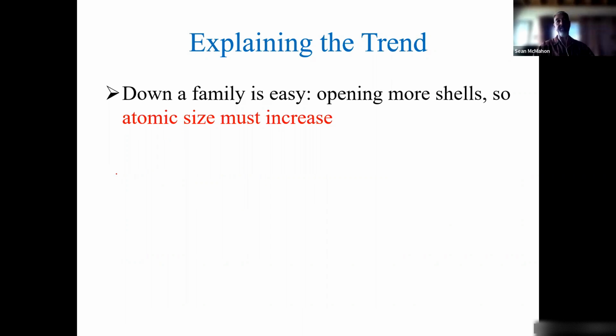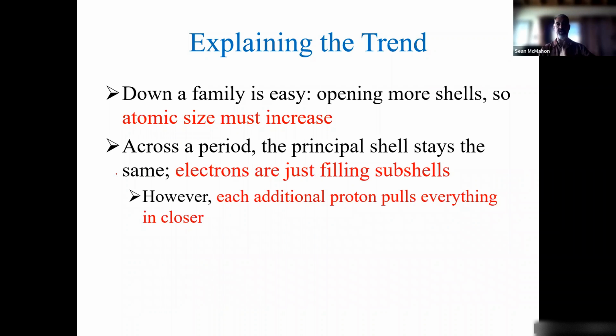So going down a family is easy. More shells, bigger. Going across is trickier. I'm in the same shell, so the relative size is the same, but now I have more protons pulling on that, so it causes kind of a contraction. So it decreases. So I always tell students, think of it this way, right? As I go down, it increases. As I go left to right, it decreases. So drawing little arrows helps me. You can even put helium right here just so you know where you're going.